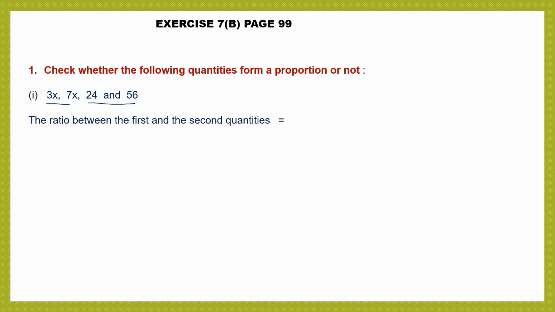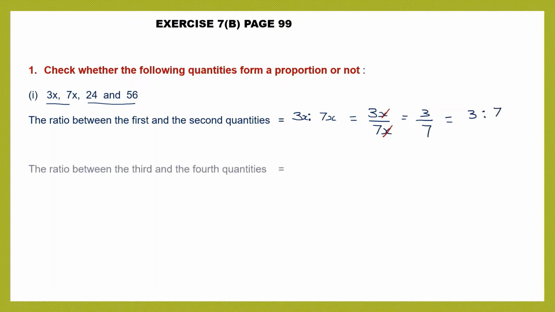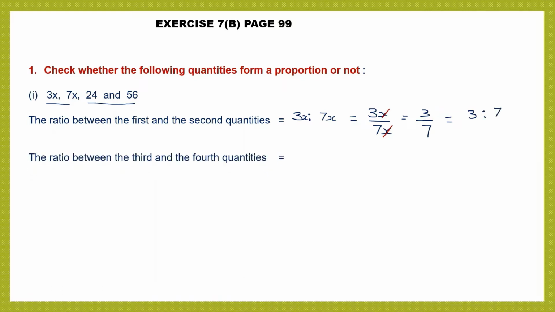So first thing we need to do is take the ratio between the first and the second quantities. That is 3x is to 7x. So let us write it down as a fraction, 3x by 7x, and then we need to simplify it. We can cancel the x. So what is left is simply 3 by 7. So the ratio here is 3 is to 7. Now let's take the ratio between the third and the fourth quantities. The third quantity is 24 and the fourth quantity is 56.